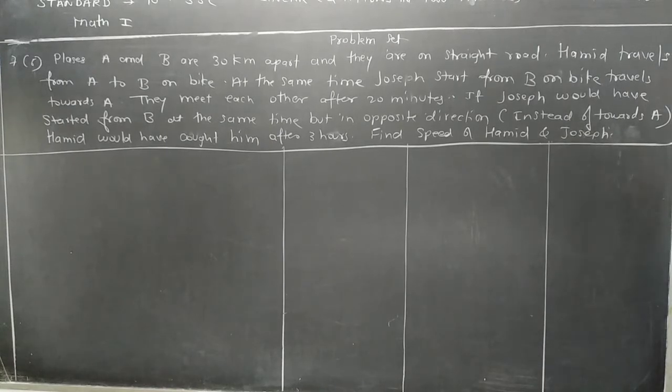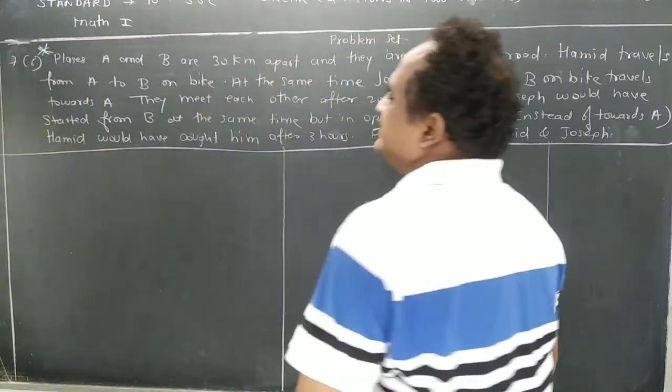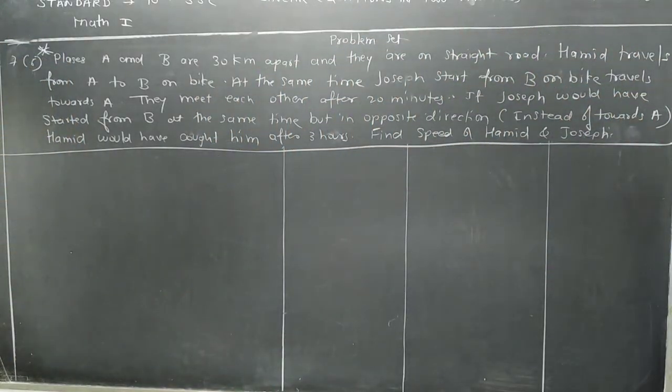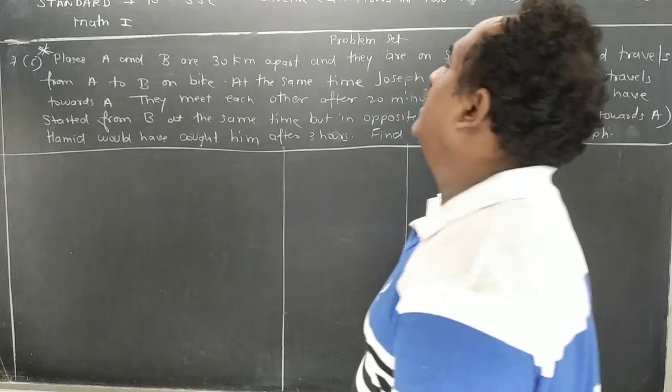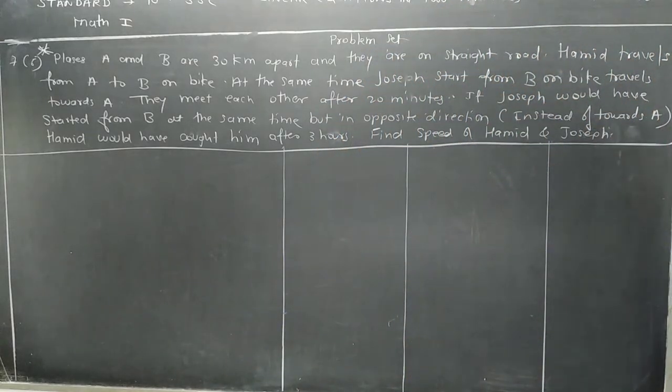Student, this is the question with star. Star means थोड़ा सा conversions, थोड़ा सा दिमाग लगाना पड़ेगा. But it is not a tough question according to me. Places A and B are 30 kilometers apart.